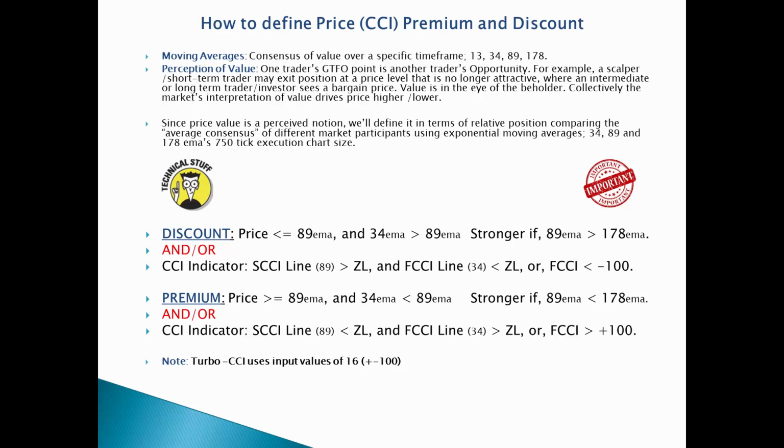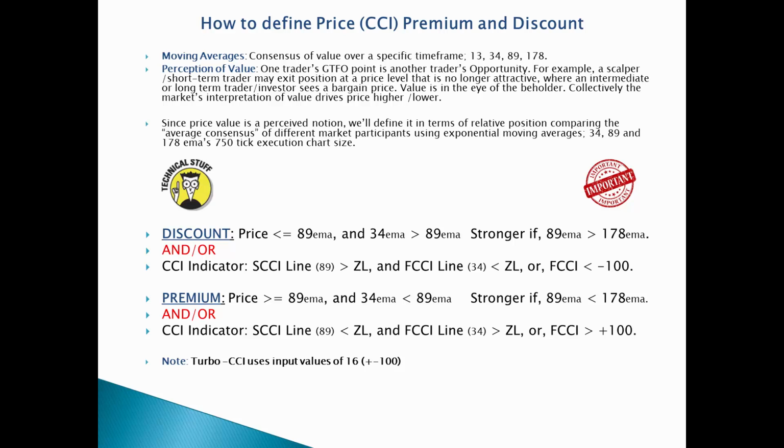the slow CCI line, which is represented by the 89, that's the blue histogram now, and red histogram. But in terms of the discount, it's the blue histogram is greater than the 0 line, and then the fast CCI line, which is the white line, which is representative of the 34, is below the 0 line, or the fast CCI is less than the minus 100 line. So again, think about that plus 100, minus 100 level.